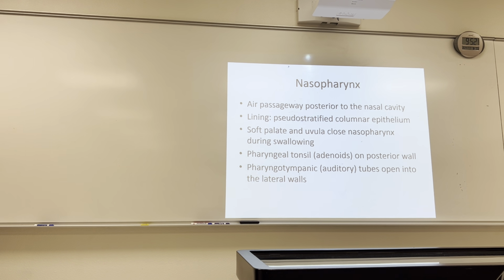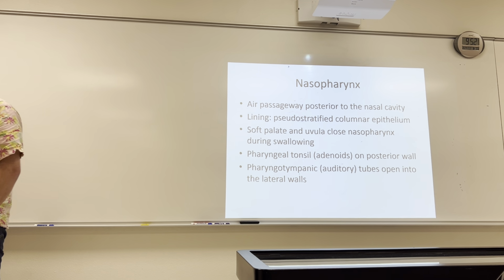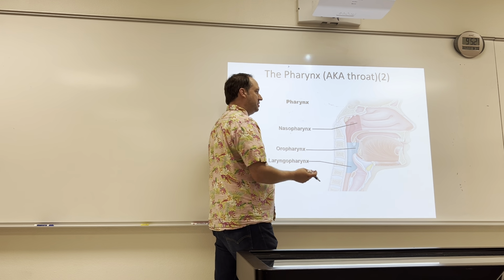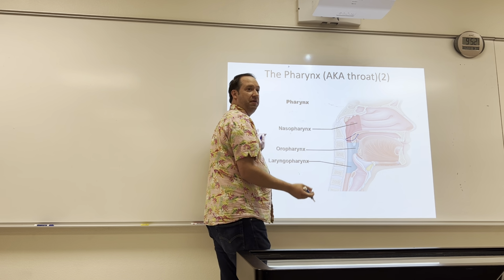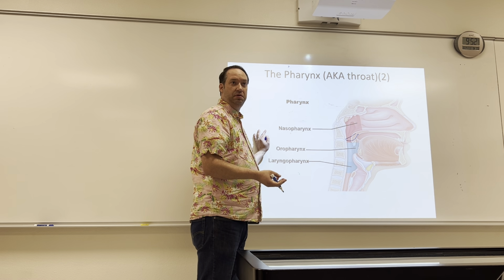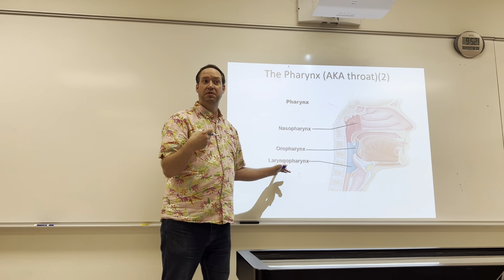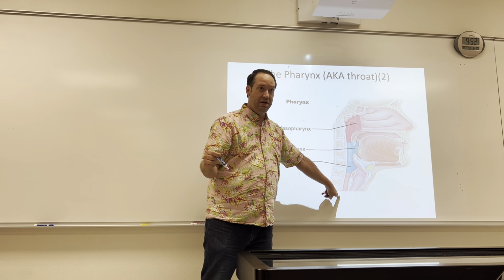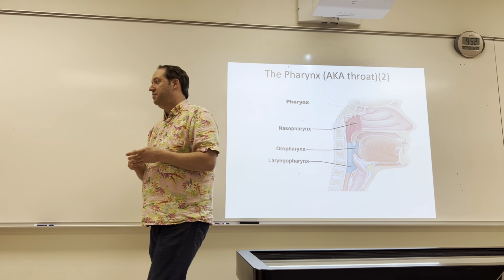So the nasopharynx, posterior nasal cavity, pseudostratified columnar epithelium still. The soft palate and the uvula here close when you eat food. So that when you swallow, it pushes this back like that, so that food doesn't go up and out your nose. If you've ever seen anybody with a feeding tube, that feeding tube goes in through their nose. It's a nasogastric tube. It goes in through their nose and then down back through the esophagus, not the trachea. But because that's a shared cavity.